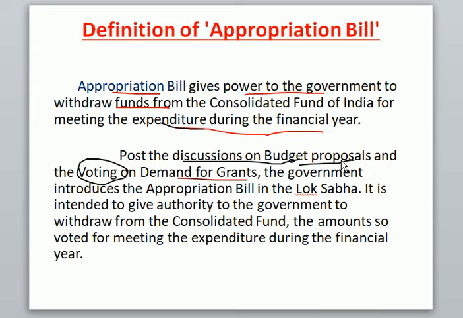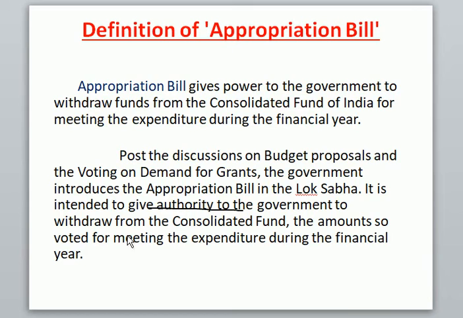After the discussion of the budget is over and the demand for grants is also over, the government introduces the appropriation bill. We are having these many expenditures, please approve it in the Lok Sabha. It is intended to give authority to the government to withdraw from the Consolidated Fund. That is what I have told you.